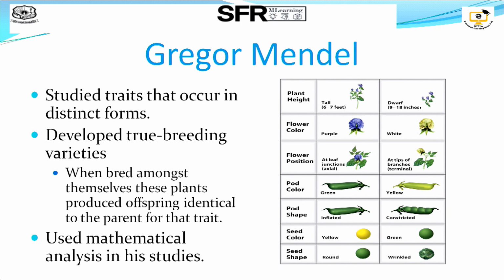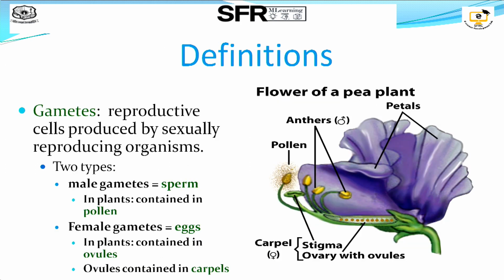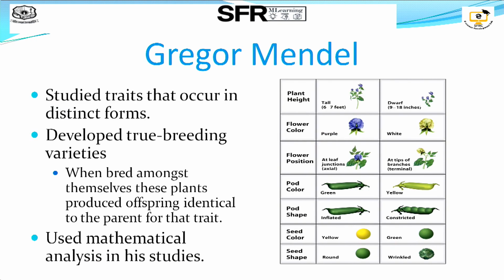Like that, he had taken the pea plant, because in the pea plant he could carry out all this pollination. How he did his experiments in pea plants, I told you, isn't it? He used mathematical analysis in his studies. How? In the first year, he sowed some 100 seeds.